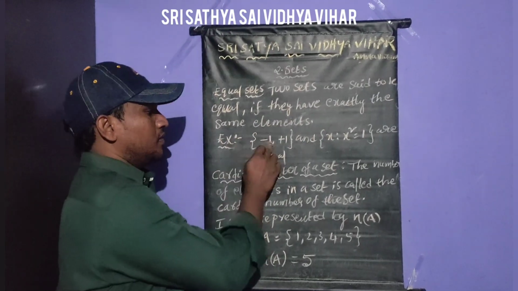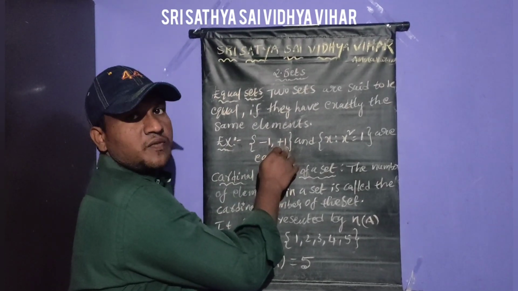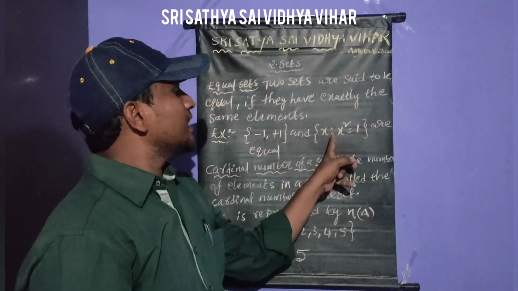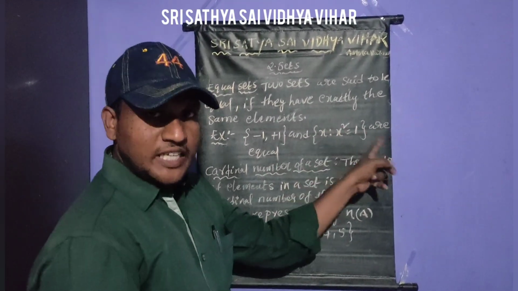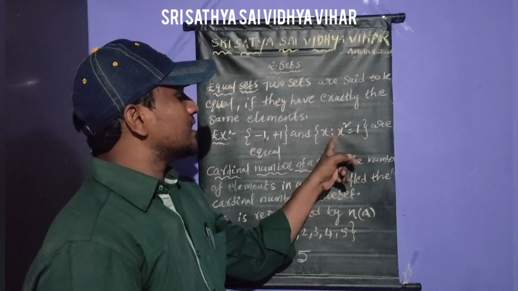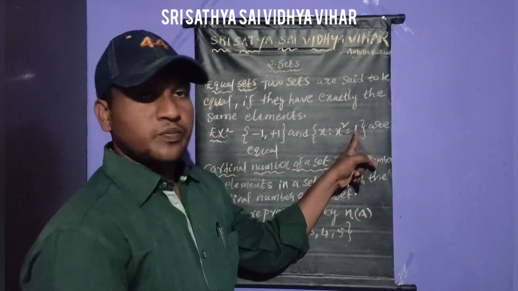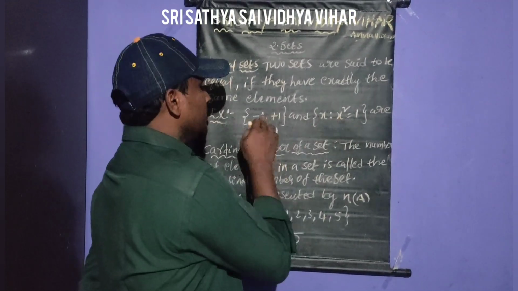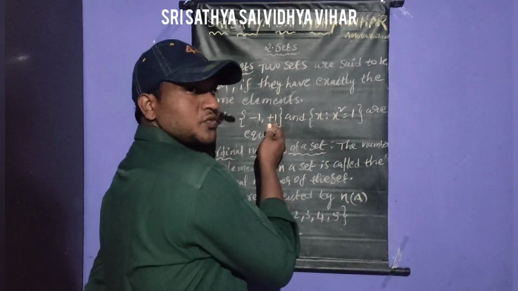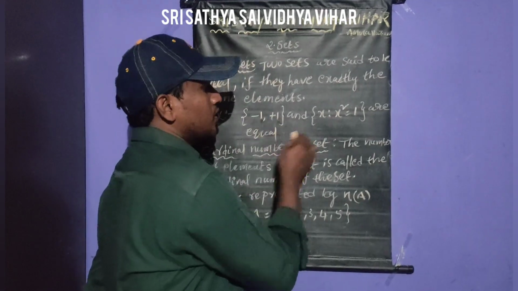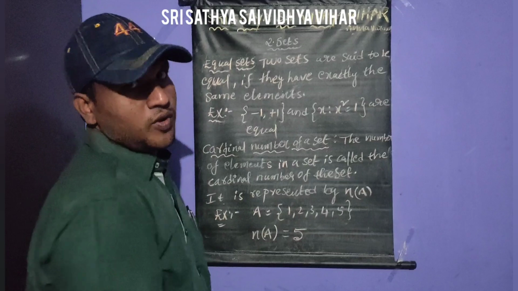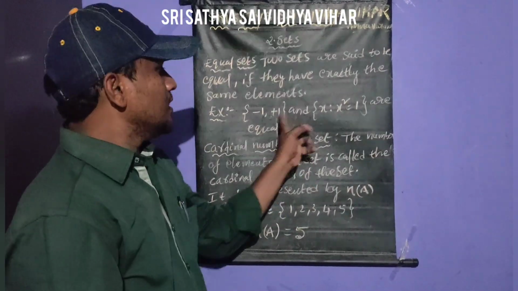For example, {-1, +1} is the roster form, and {x : x² = 1} is the set builder form. Writing it in roster form gives {-1, +1}. So those two sets are equal.